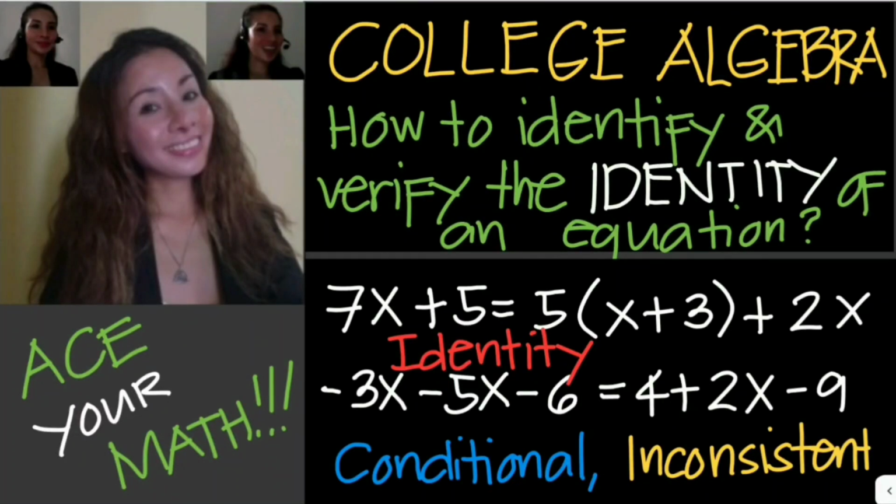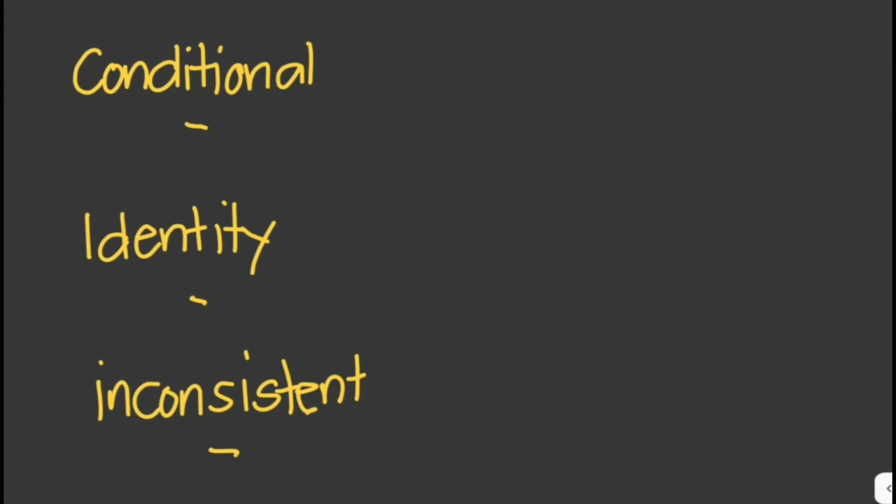In this video, you will learn how to identify and verify the identity of an equation. We have three types of equations: the conditional, identity, and inconsistent. Now, how do we know whether an equation is conditional, identity, or inconsistent? What happens when we solve a conditional, identity, or inconsistent equation?